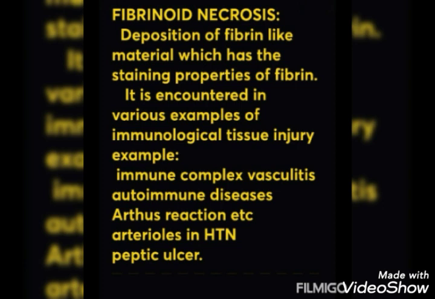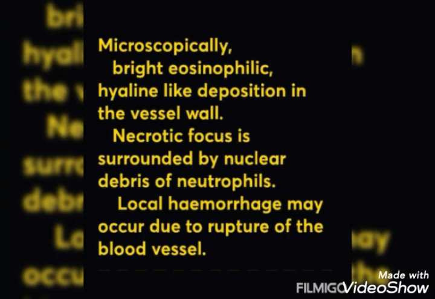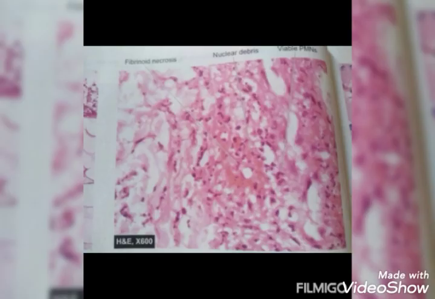So fibrinoid necrosis is the deposition of fibrin-like material. Here the microscopic features are bright. Fibrinoid necrosis is identified by brightly eosinophilic hyaline-like deposition in the vessel wall. The necrotic focus is surrounded by nuclear debris of neutrophils. Local hemorrhage may occur due to rupture of the blood vessel.